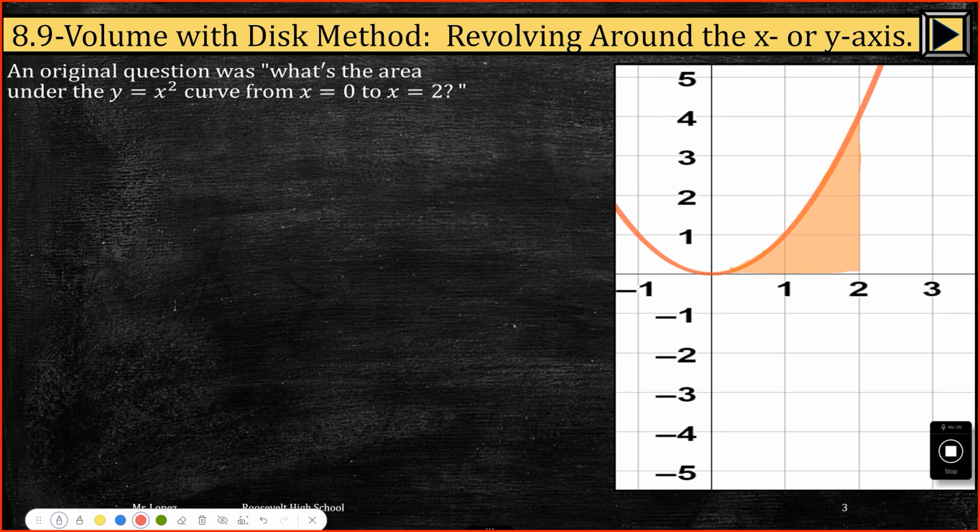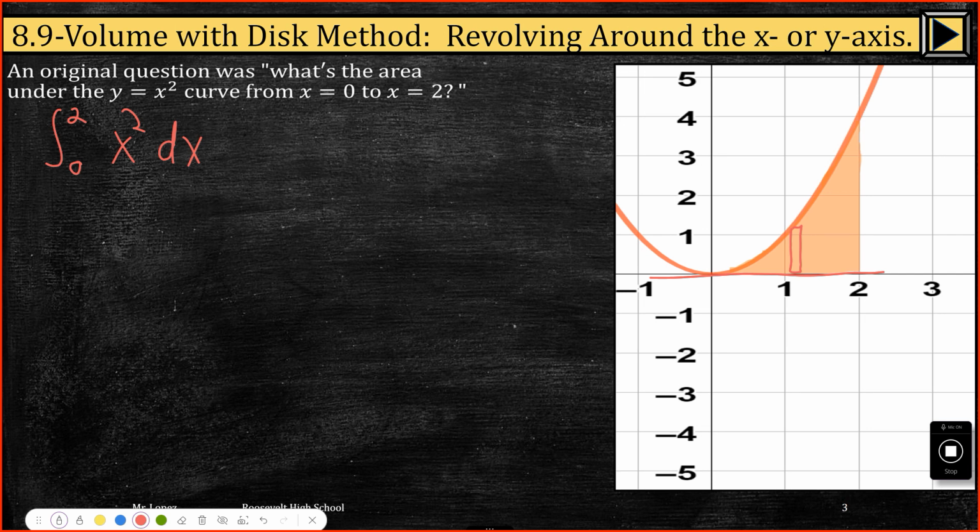Just finding that area, if we do these vertical rectangles, would be the integral from 0 to 2 of what? The quadratic, x squared minus 0. There's no point in subtracting 0 because it doesn't do anything. So it is x squared dx, because we're adding up these rectangles, going dx. That's the area under the curve.